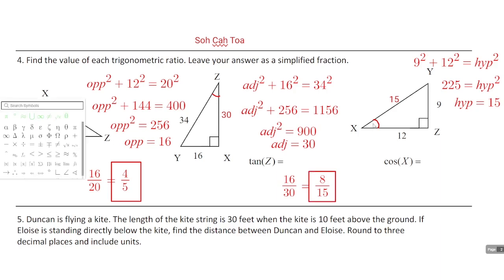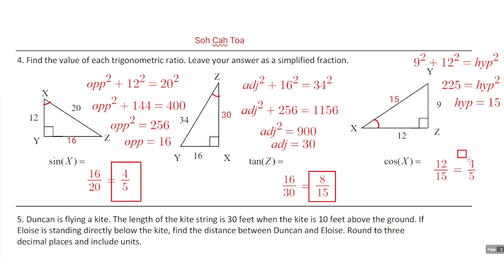So cosine of x, adjacent over hypotenuse, will be 12 over 15, which if we reduce that, divide both of those by 3, you get 4/5. All three of these ended up being Pythagorean triples. How about that? Where you get nothing but whole numbers. That's pretty cool. Okay, well there's number 4. Take a look at number 5.